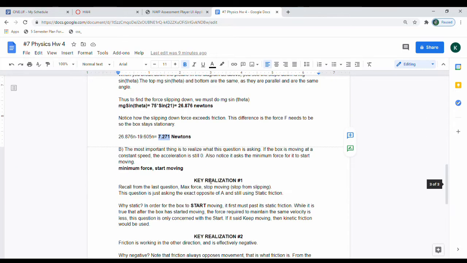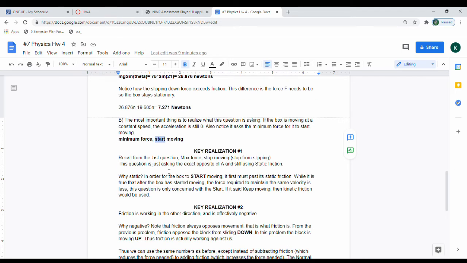Now B, this question is brilliant. It really makes you have to understand when to use static and kinetic friction. So we're being asked, when the box is at a constant speed, what force is needed. Note that the acceleration is still 0. And then note that it asks for the minimum force to start moving. These words should stick out to you, especially the start moving.